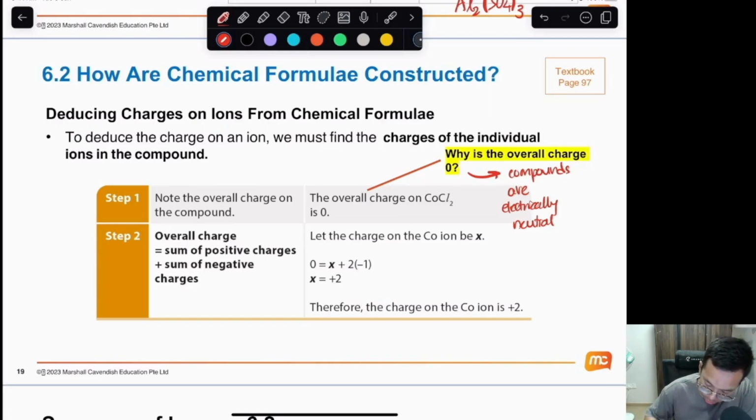So in this case, we are trying to find the charge of this unknown ion, Co or cobalt. We know Cl2 is Cl minus, and there are 2 of them, so the total charge is 2 minus. This is the charge of the Cl ion, and this 2 represents the 2 chloride ions. Then you do your mathematics, and you'll get x equals plus 2.